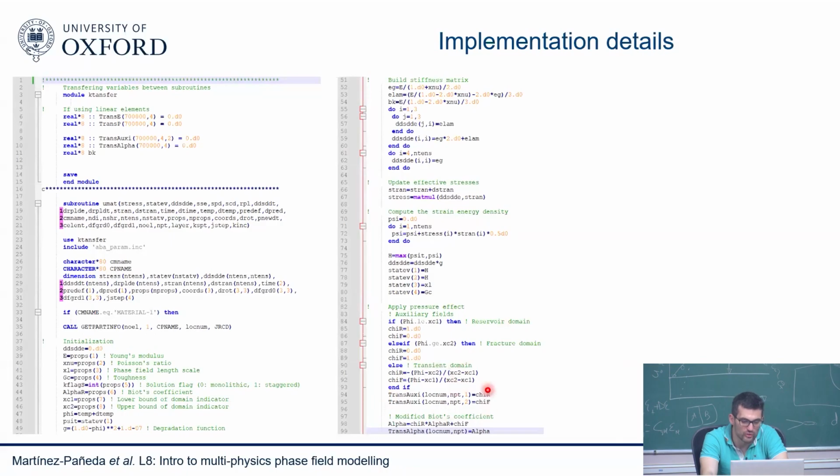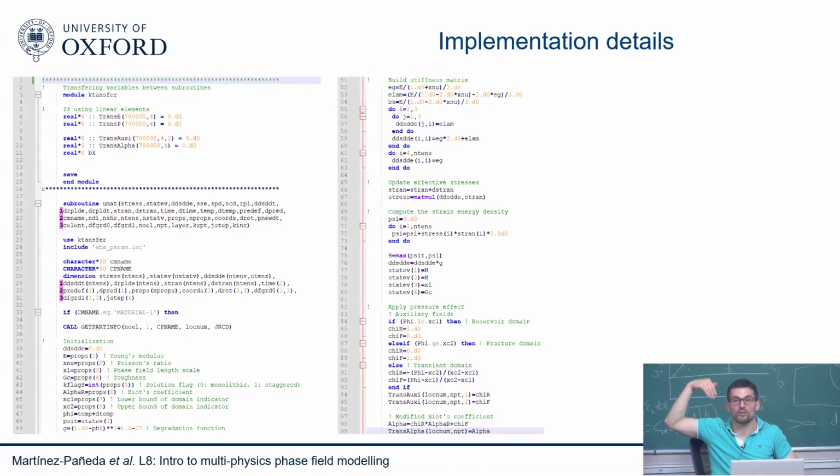I store those auxiliary fields here in this quantity that, as you can see, belongs to the Fortran module, because I want to transfer those quantities. These quantities depend on the phase field. Remember, when you do hydraulic fracture, you have three domains. You have the crack, the reservoir, and in between, and you need to interpolate between the phase field to decide how properties vary.